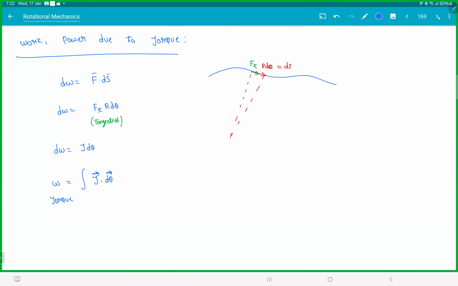Similarly, power will be the rate of change of work done. So in this case, it will be torque dot d theta by dt. You can see the resemblance. It is torque dot omega bar. Just like F bar dot V bar, you have torque dot omega bar. Work done is F dot ds; it is torque here dot d theta. So this is how also you can find work. So the idea is the same. Have a look at this.